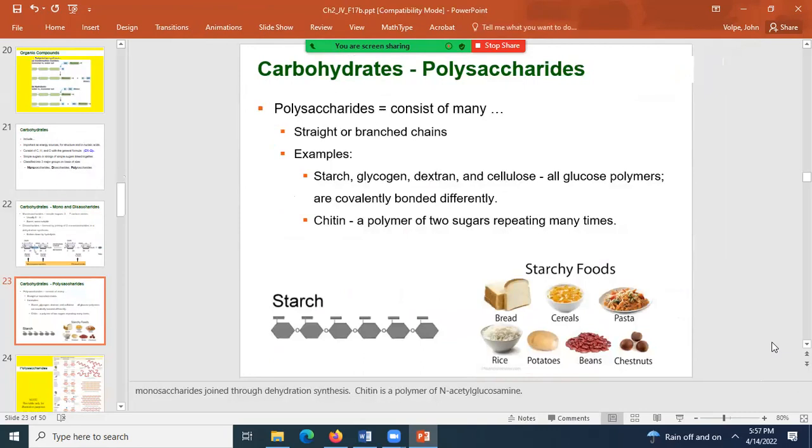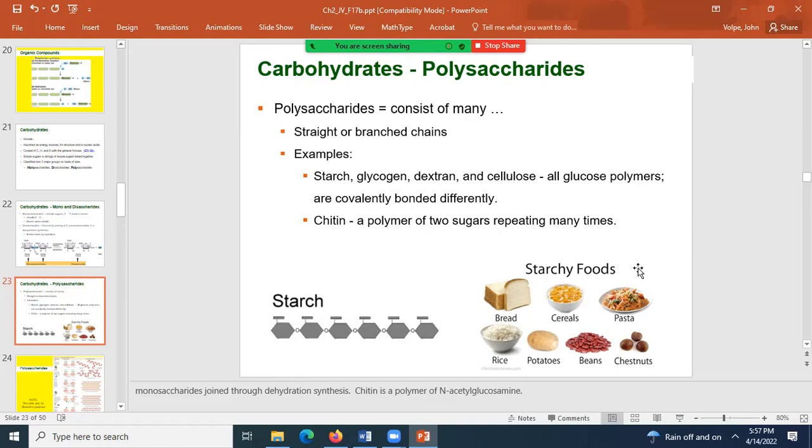All right, the polysaccharides consist of many monosaccharides. They can be a straight chain like starch, or they can be a branched chain like glycogen, which is similar to starch, just the chain branches. Some examples of polysaccharides include starch, glycogen, and cellulose. They're all polymers of glucose, meaning starch, glycogen, and cellulose are all made up of the simple sugar glucose. They are covalently bonded differently, but other than that, they're the same.